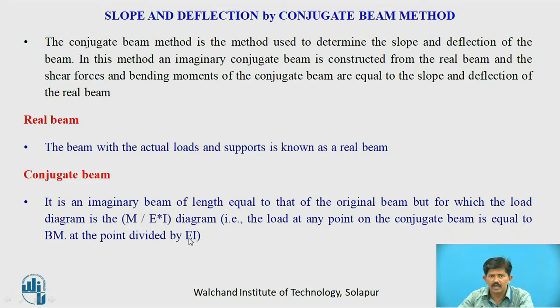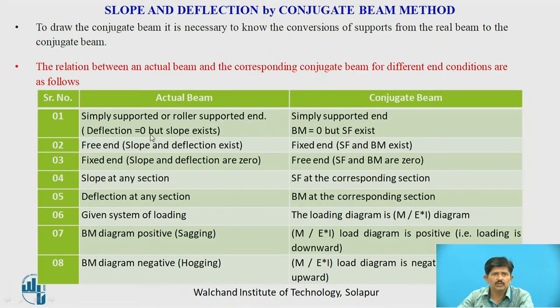Now, to draw the conjugate beam, it is necessary to know the conversion of the supports from the real beam to the conjugate beam. So, here is a table which shows the conversion of the supports, actual beam and conjugate beam. If in the actual beam the supports are simply supported or roller supported, in the conjugate beam they will be treated as simply supported ends.